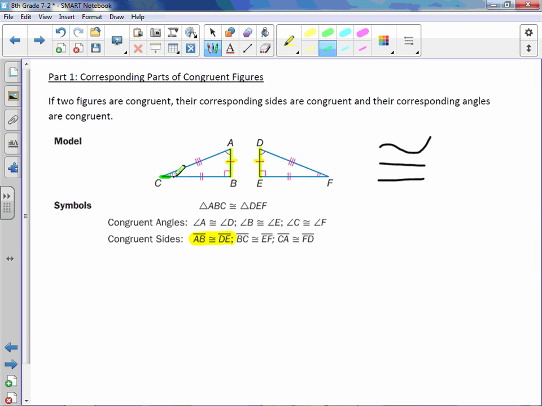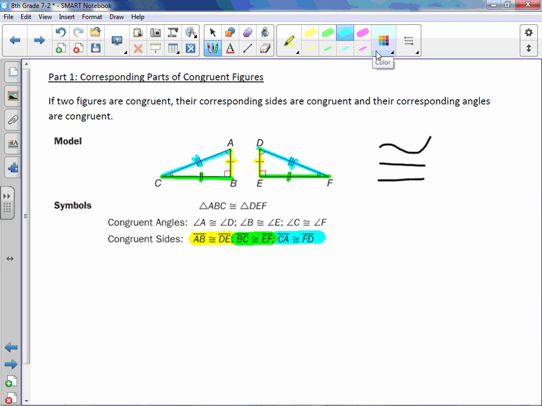Similarly, BC and EF have two dashes. So I can say that BC is congruent to EF. And lastly, CA and FD have three dashes. So I can say that CA is congruent to FD. All of those sides are congruent.